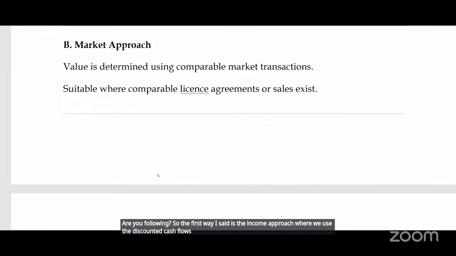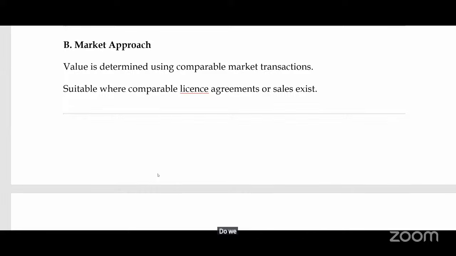Then we have the market approach, where we use comparable market transactions. So does somebody have that kind of intangible asset on the market? Do we have comparable license agreements or sales that have taken place like this before?